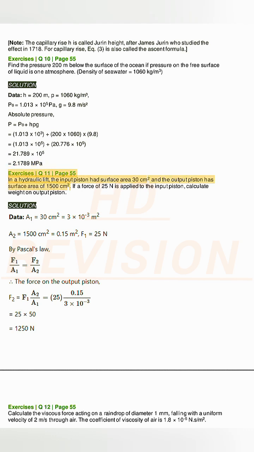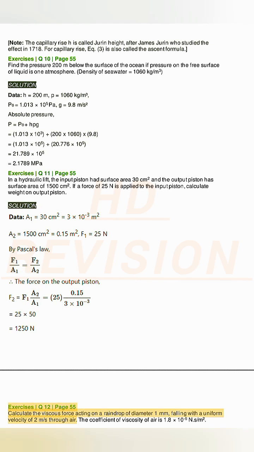Exercises, Q11, page 55: In a hydraulic lift, the input piston has surface area 30 square centimeters and the output piston has surface area of 1,500 square centimeters. If a force of 25 N is applied to the input piston, calculate the weight on the output piston. Solution. Exercises, Q12, page 55.